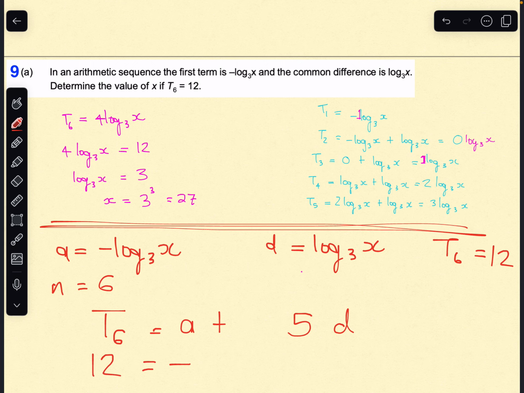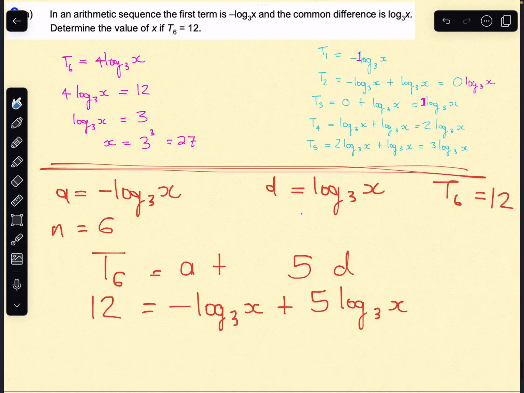And a is negative log base 3 of x, and d is log base 3 of x. So this is 5 log base 3 of x minus log base 3 of x. So that's going to be 4 of them, as we found before. So that's another way to arrive back at this equation over here that we had there. So that would be another way to do it.